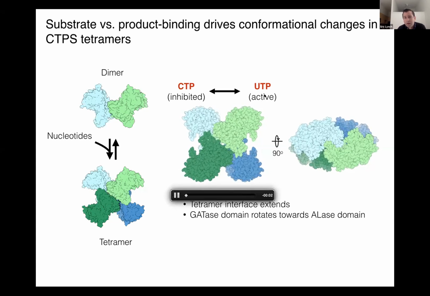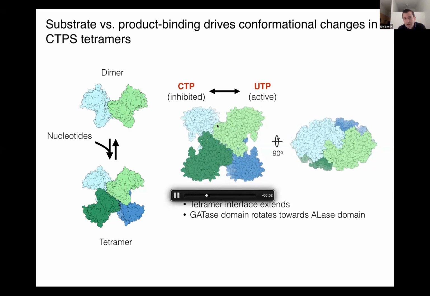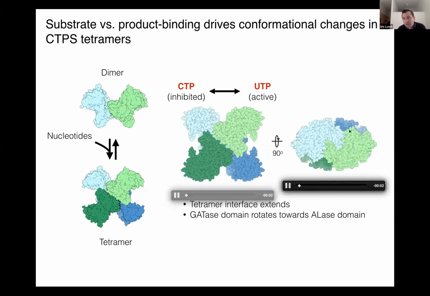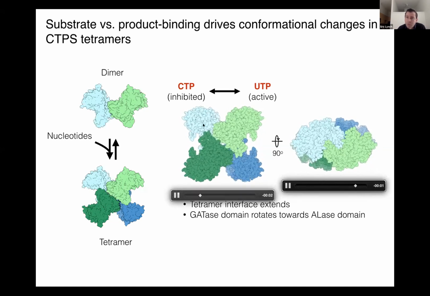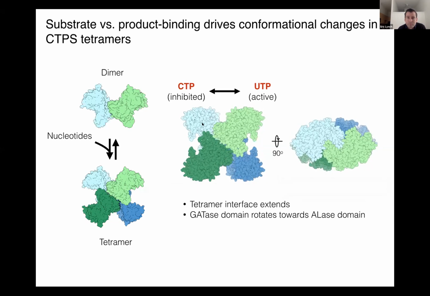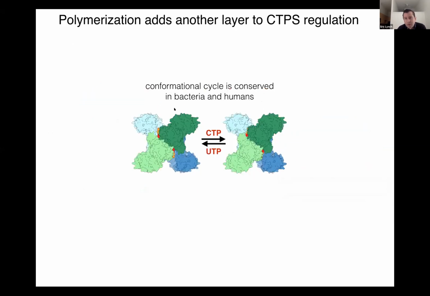So upon binding UTP substrate, the interface of the tetramer extends. You can see the positions of the monomers shifting relative to each other. And we also get this rotation of the glutaminase domains. So what's happening here is glutaminase domains are rotating inwards upon substrate binding to become closer to the ammonia ligase domains. And that conformational cycle seems to be conserved. We see it in basically all the CTP synthases we look at, so it is conserved between bacteria and humans.